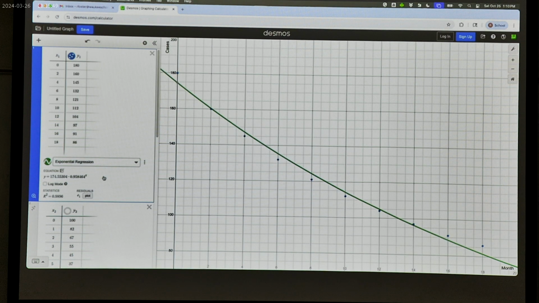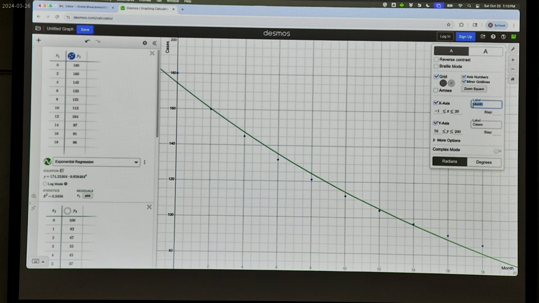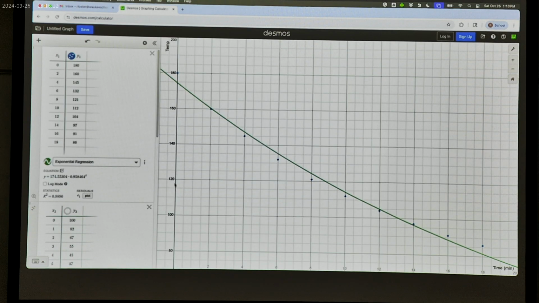What does the model predict the temperature will be after 20 minutes? So again, I forgot to change a couple things around here. So let's see, time in minutes. And you can see I still have the stuff up from the previous one. So there we go. Temperature is our vertical axis, and then time in minutes is our horizontal one. So what does the model predict the temperature will be after 20 minutes?